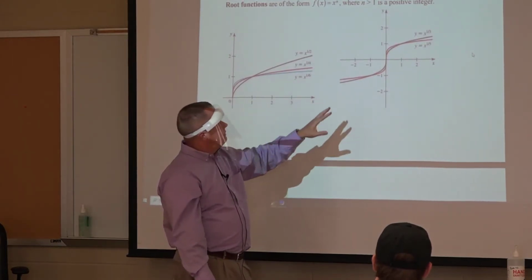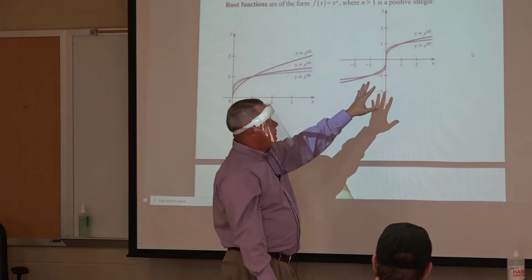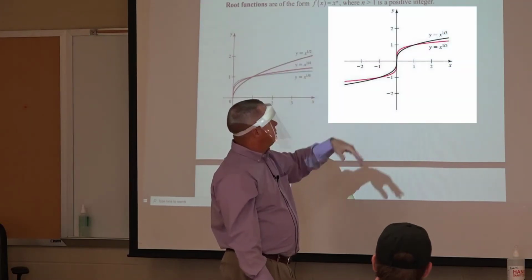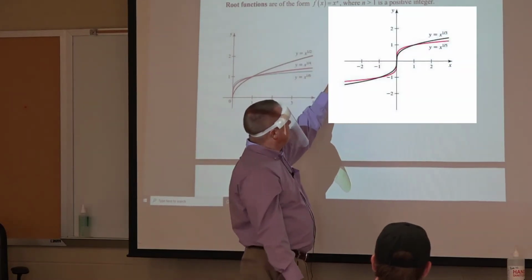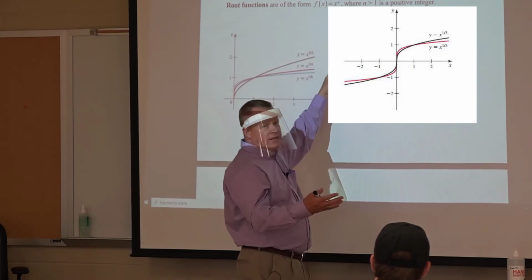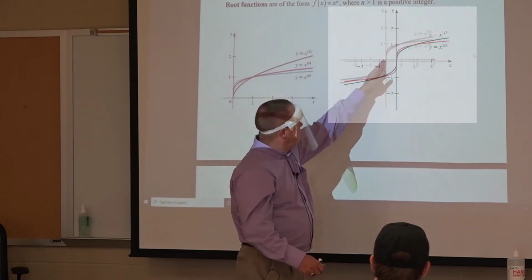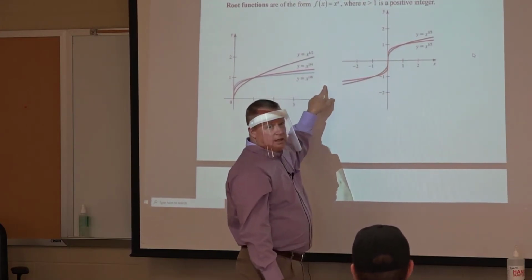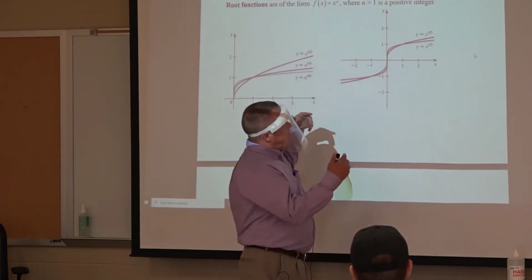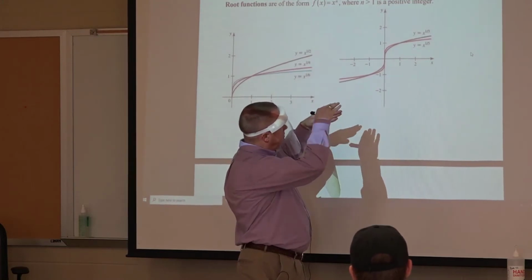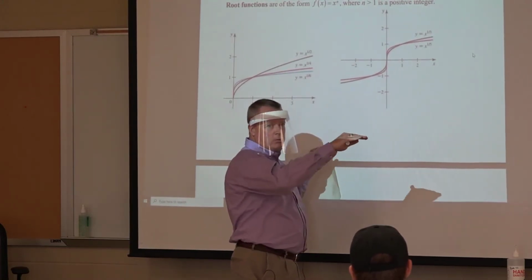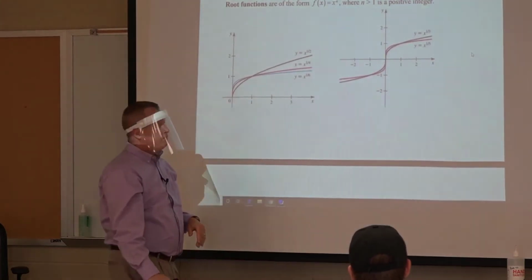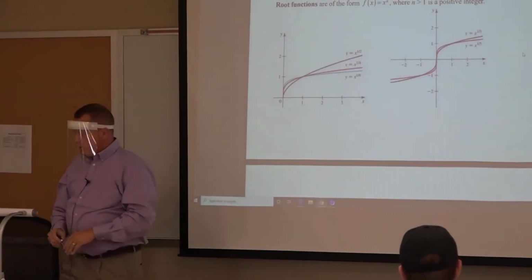For an odd root, like a cube root or 5th root, you can take the cube root of a negative number. So you do have something over here, and it's just another tail that goes down like that. If you go to the 5th root, it's going to be the same thing except stretched down a little more and a little more as you go along. Questions about that?